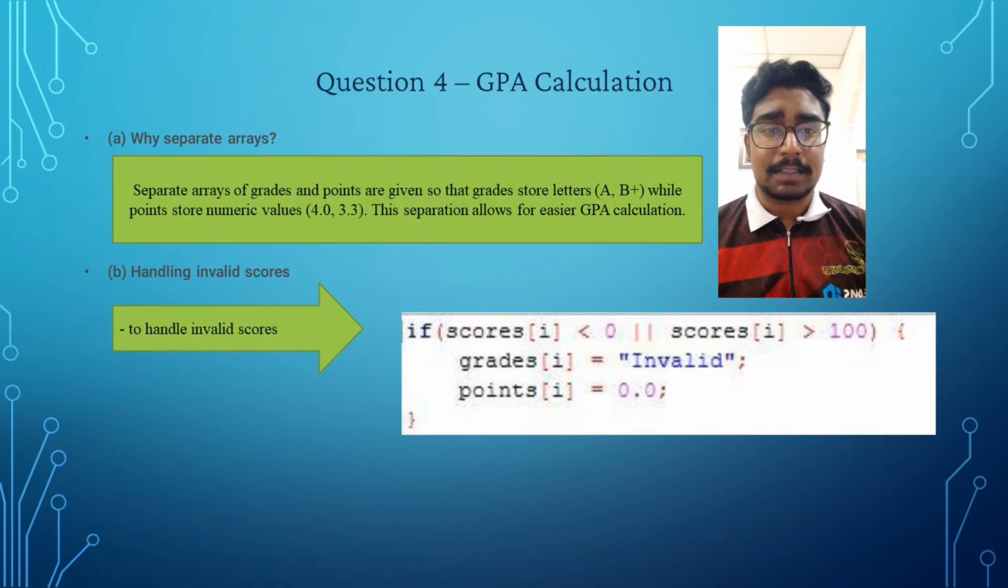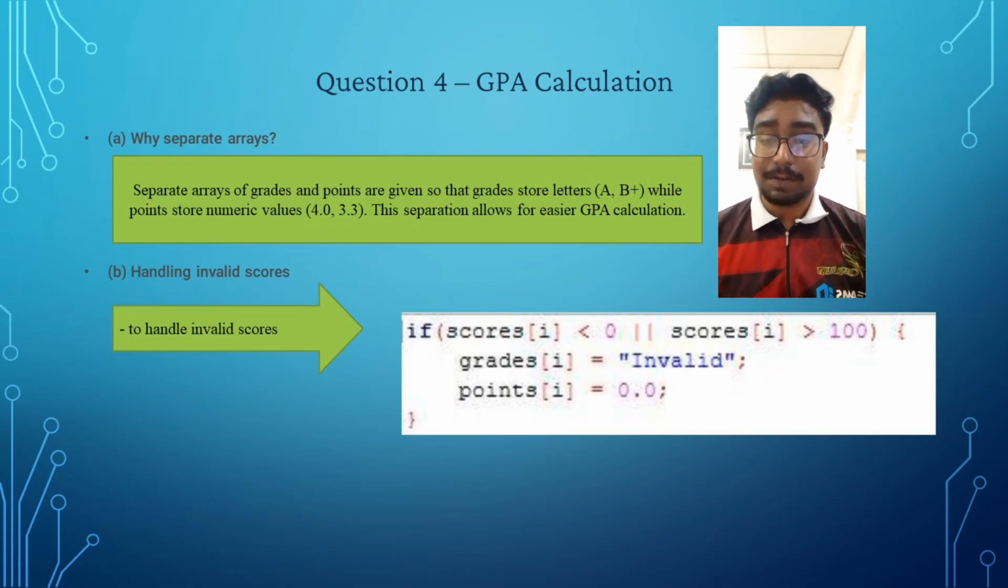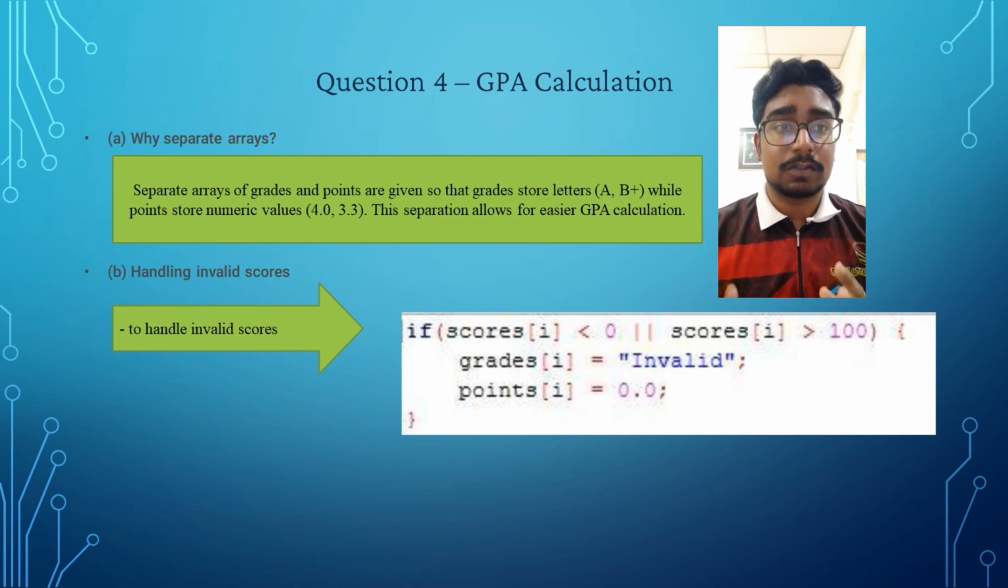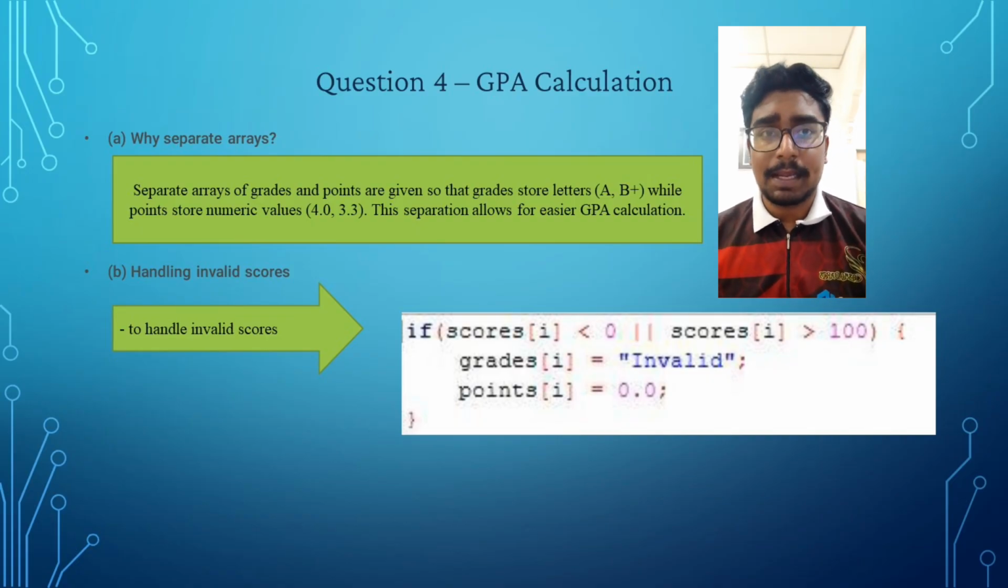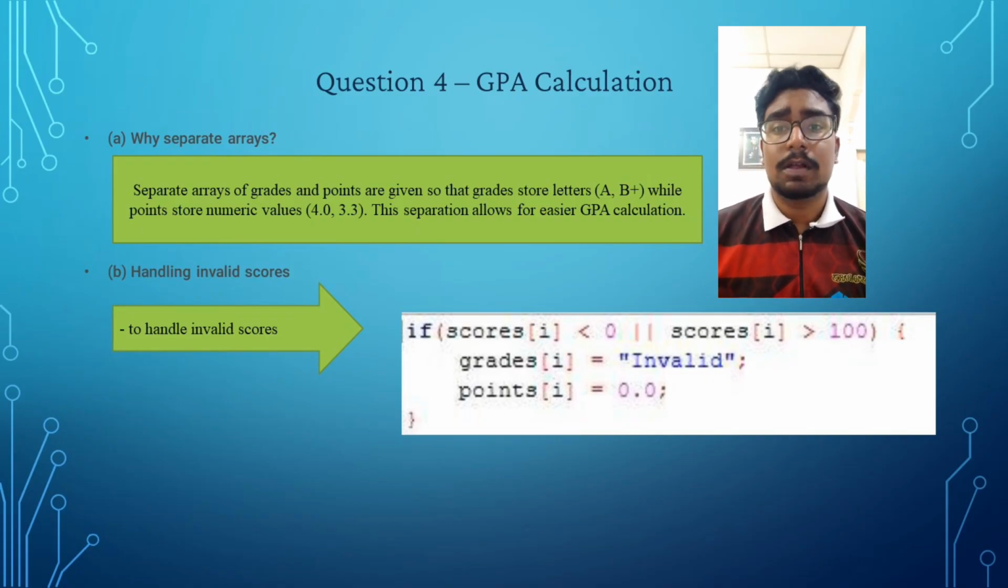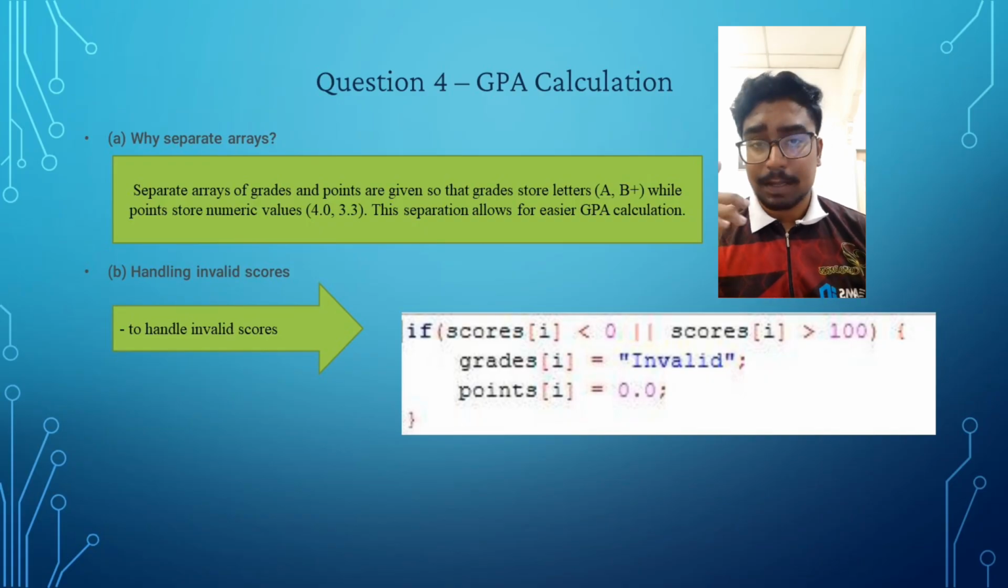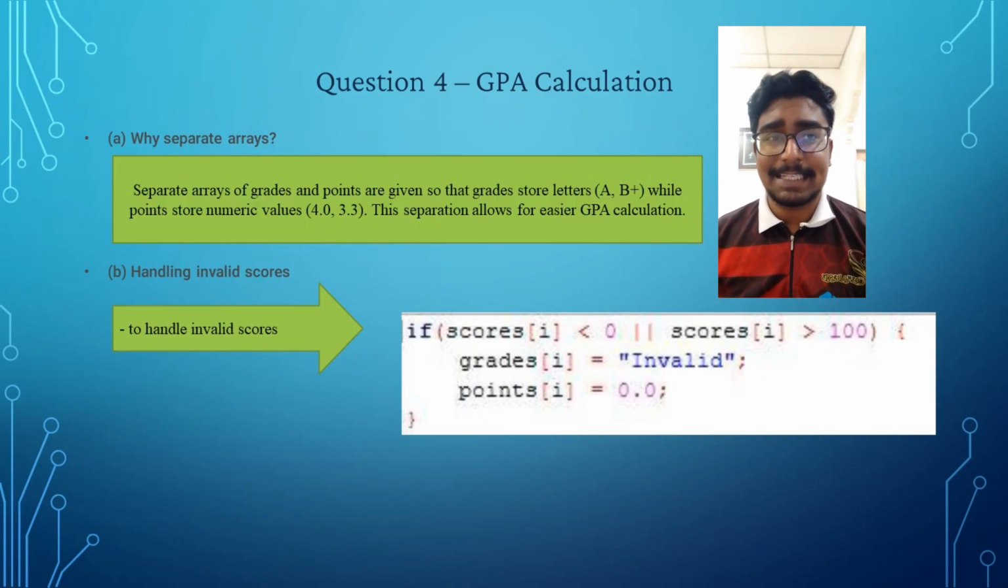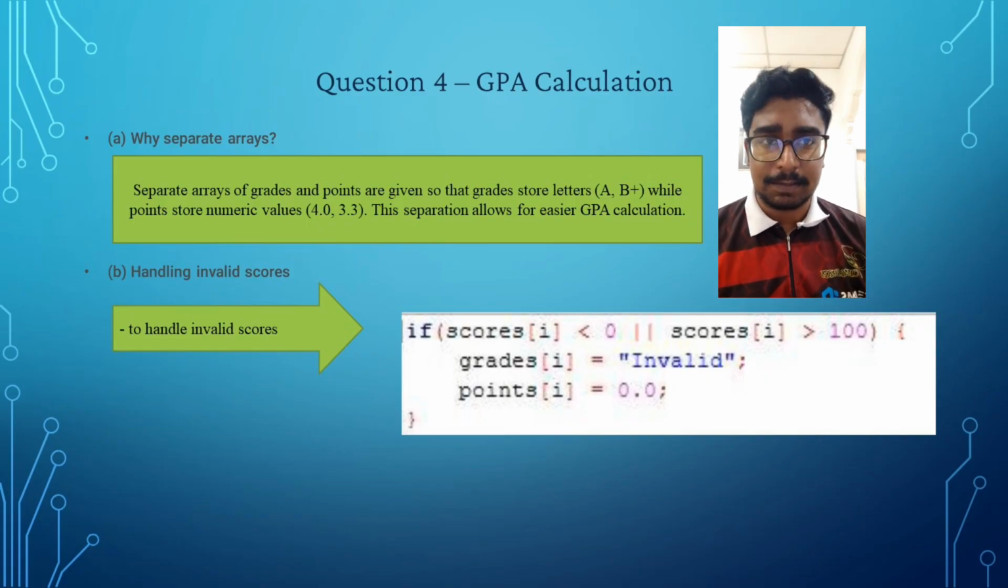Question 4a asks, why do we need separate arrays for grades and points? Separate arrays are used so that grades store letters such as A, A-, B+, while points store numeric values such as 4.0, 3.7 and 3.3. This separation allows for easier GPA calculations.